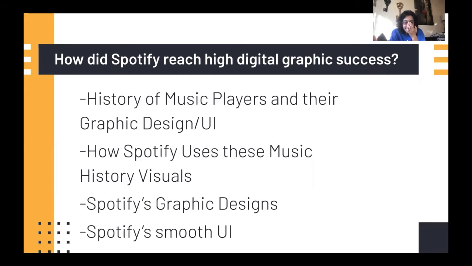But anyways, this all has to do with the history of music players and how that graphic design translates into Spotify and into the Spotify that we use now. Another aspect would be Spotify's graphic design and Spotify's incredibly smooth UI.